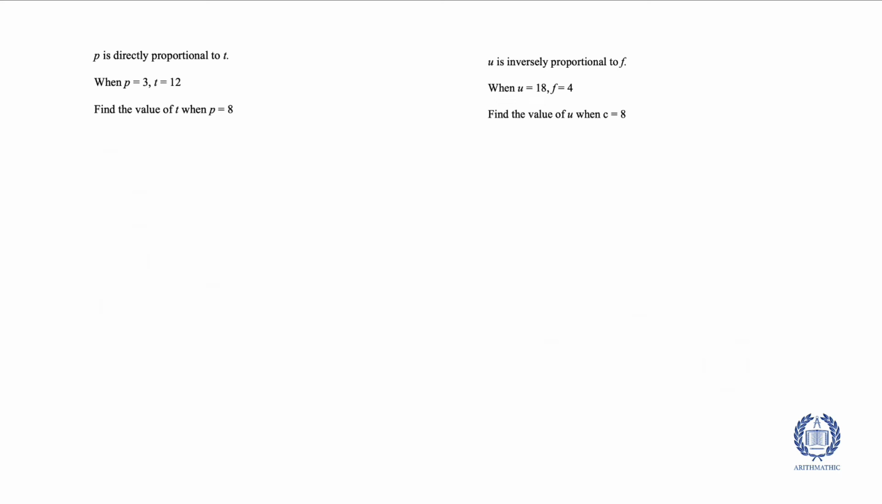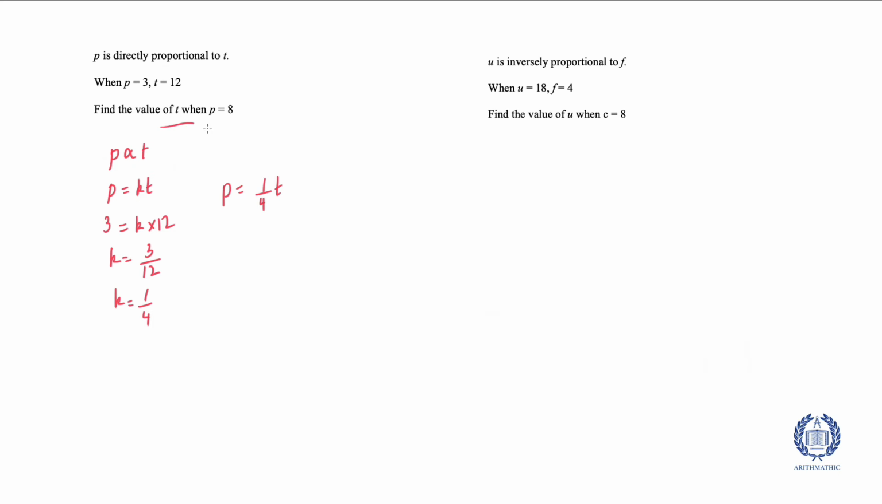Right, so the first one, P is directly proportional to T. So what we can do straight away, we can say P fish sign T, and then we're going to bring that into equals KT, and then we're going to put the value of P equals 3 and T equals 12 into this equation to find K. So that's going to be 3 equals K times 12. So that means K is equal to 3 over 12. So that means K equals 1 over 4. Once you've got that, you can put it as P equals 1 over 4 T.